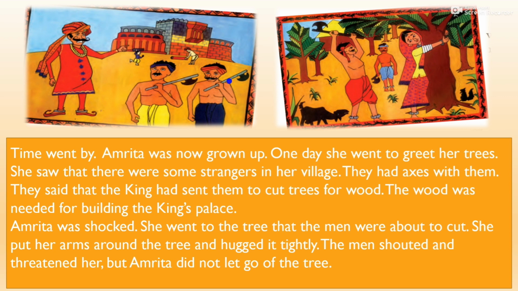She went to the tree that the men were about to cut. She put her arms around the tree. You can see here, she put her arms around the tree trunk and hugged it tightly. The men, the strangers, the unknown persons, shouted and threatened Amrita to let them cut the tree, but Amrita did not let go of the tree. Amrita did not allow them to cut the trees.